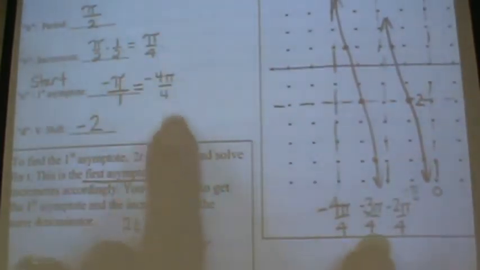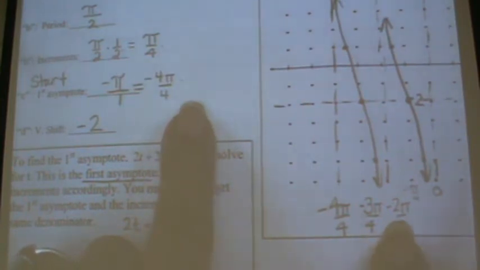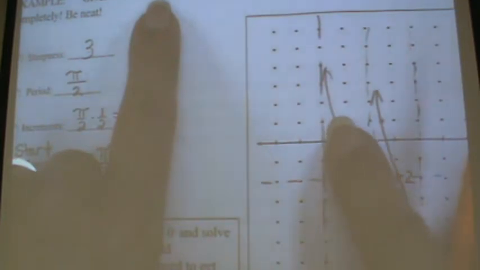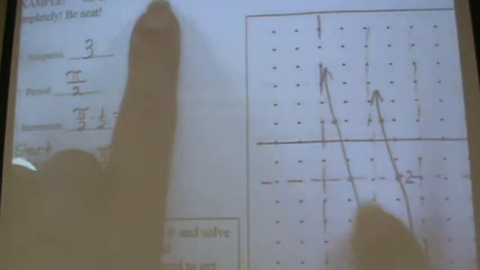And when you add pi over 4, you get negative 3 pi over 4, negative 2 pi over 4, and then so forth. And then draw your asymptotes in, and your cotangent looks like a negative slope line. You're going to go backwards 3 units up and 3 units down and draw your curve.